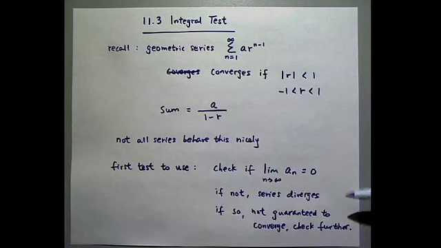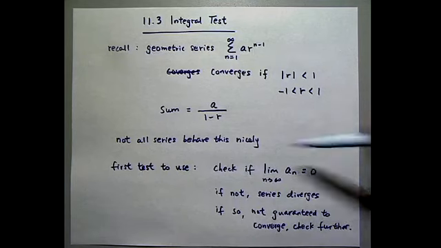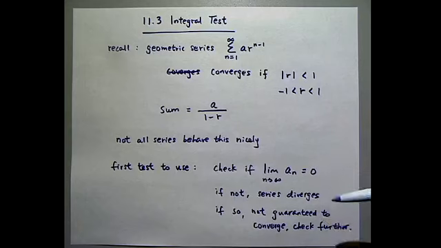So be careful. This is what's called a necessary condition. For a series to converge, this has to happen. But it's not a sufficient condition. This alone happening is not enough to guarantee a convergence. It's necessary, but not sufficient.